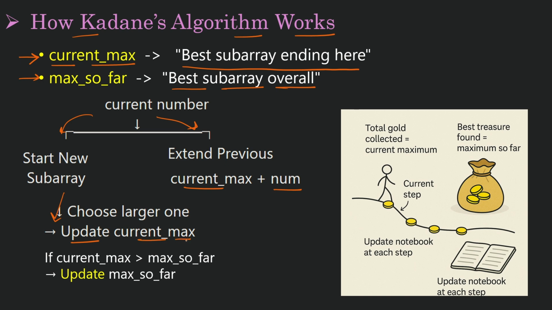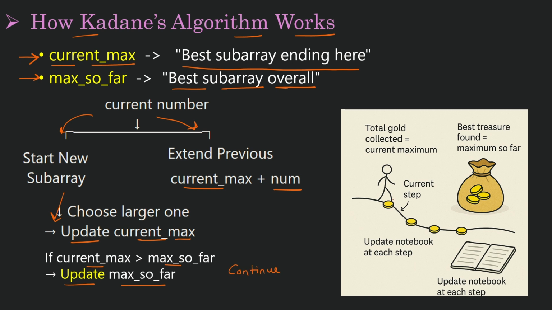After updating the current maximum, check if it's larger than the maximum so far. If it is, update the maximum so far to this new value, as you found a better subarray. Continue this process for each number in the array. When you reach the end, the maximum so far will be the largest subarray sum.